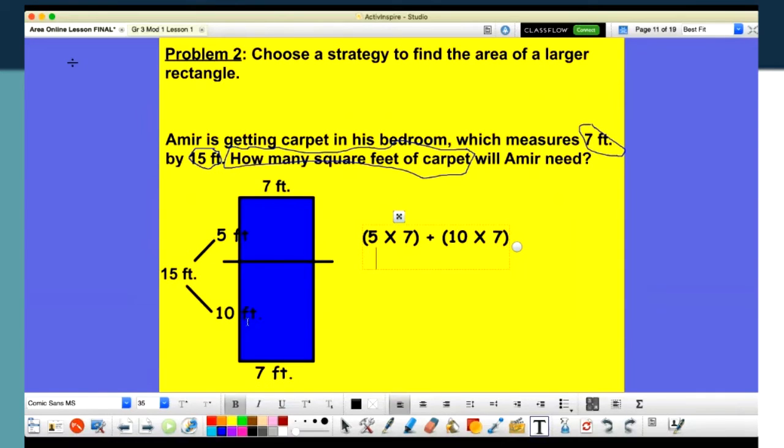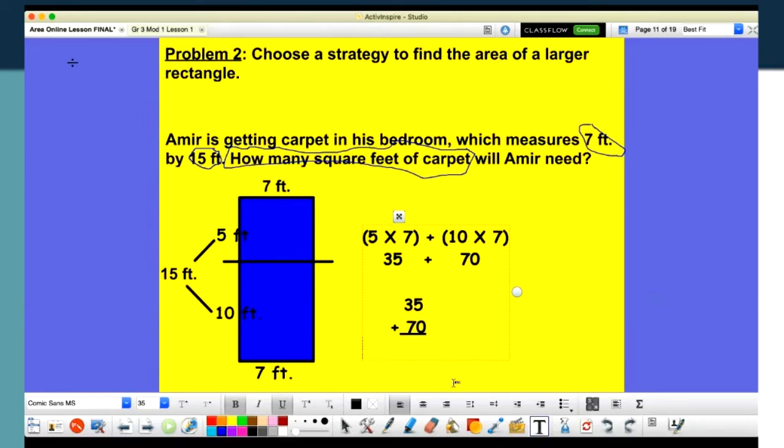So I can solve parentheses. 5 times 7 is 35. Bring down my plus sign. 10 times 7 is 70. And so now I can add those. And I told you earlier, you can add horizontally, or in some cases it might be easier for you to add it vertically. So I'm going to underline that so that we can add this.